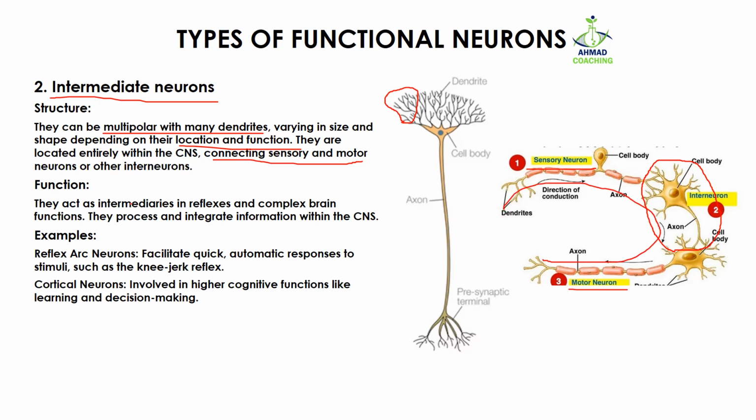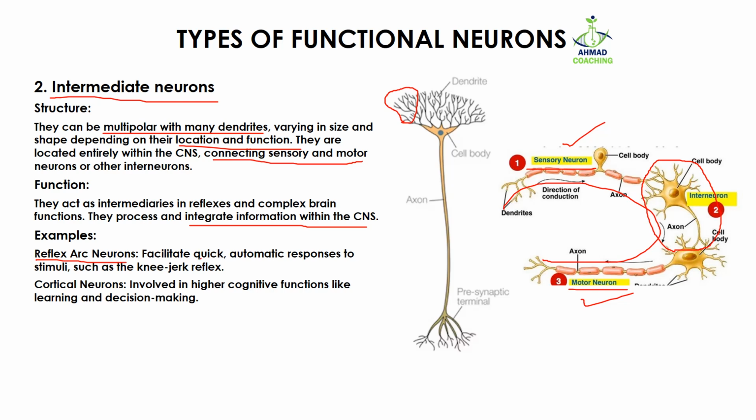Like I said, the function of the intermediate neuron is to act as an intermediate person. It's going to help the brain in performing complex tasks. They are going to integrate the information within the central nervous system. They get the information from the sensory neurons, process it in the central nervous system, and then send the signals to the motor neurons. Their example includes reflex arc neurons.